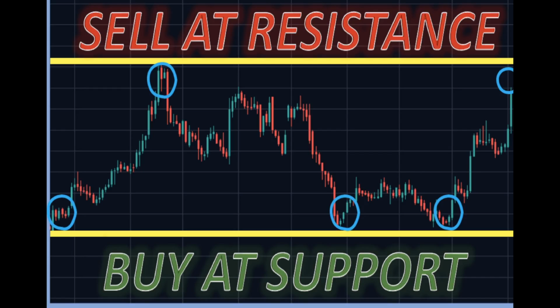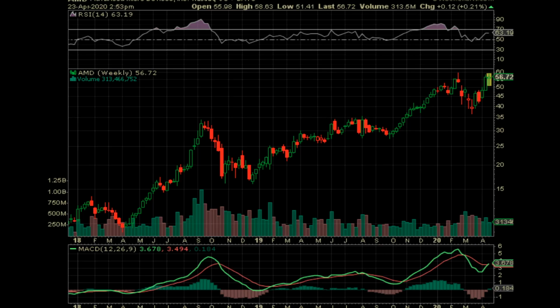In this video, we'll be going over the fundamentals of support and resistance and how we can apply them. Understanding the theory behind support and resistance will improve your trading to a whole new level. By the end of this video, you will understand what support and resistance are, how to identify them, and how we can use them to find entry and exit points. Let's get started. First, let's talk about support.